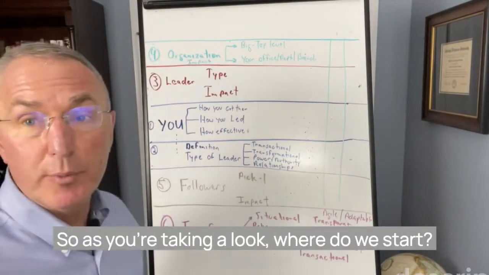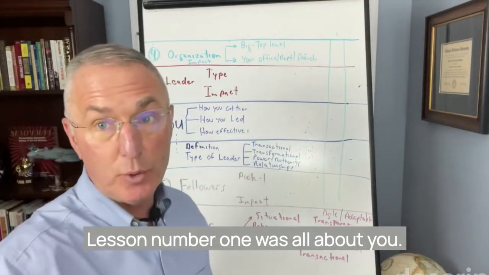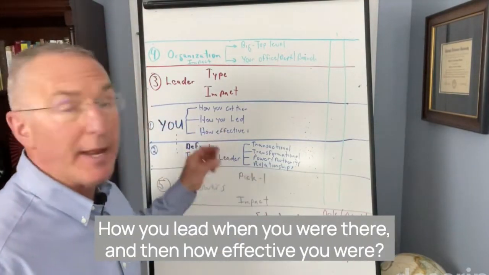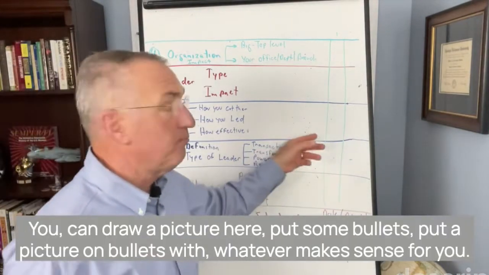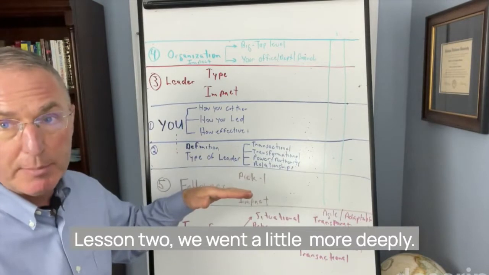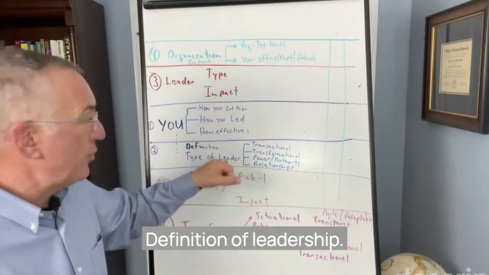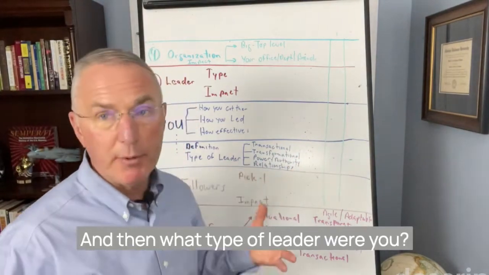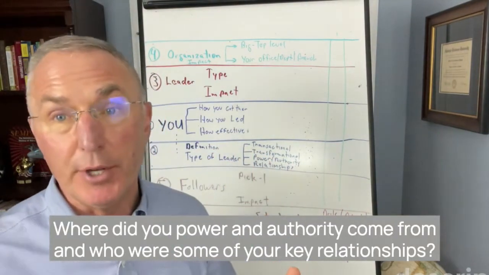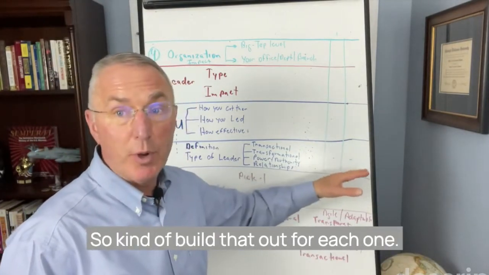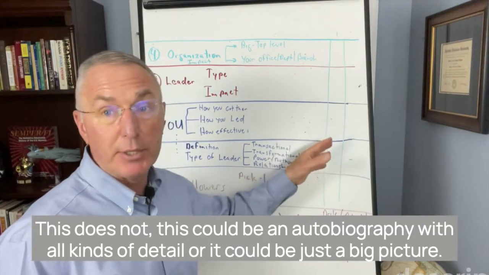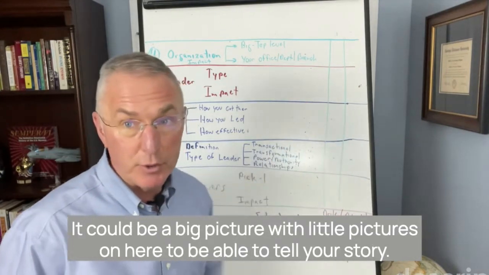All right, so as you're taking a look, where do we start? Lesson number one was all about you. We talked about you as a leader, how you got to the position you got to, how you led when you were there, and then how effective you were, you having the criteria. And you can draw a picture here, put some bullets, put a picture on bullets, whatever makes sense for you. Lesson two, we went a little more deeply. What was your definition of leadership at that time? And then, what type of leader were you? Transactional, transformational, where did your power and authority come from, and who were some of your key relationships? That's what we talked about. So build that out for each one. You don't have to have a lot of detail if you don't want it. This could be an autobiography with all kinds of detail, or it could be just a big picture, with little pictures on here to be able to tell your story.